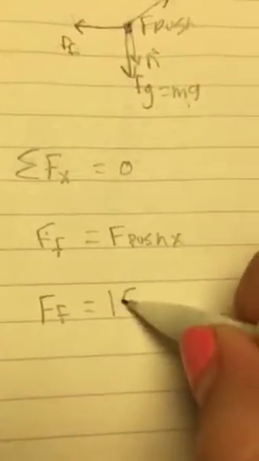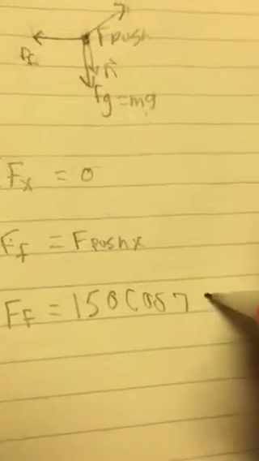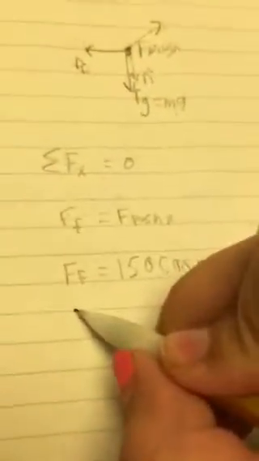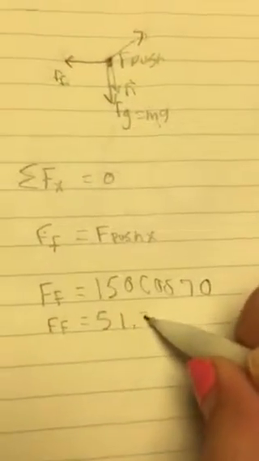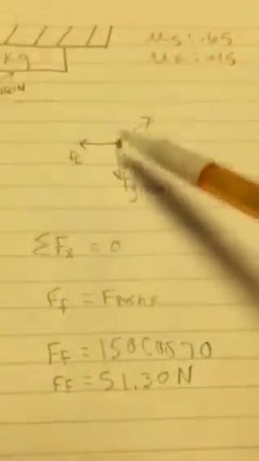So the force of friction will equal 150 cosine of 70, and then we know that is going to be 51.30 newtons, and then it's going to be to the left.